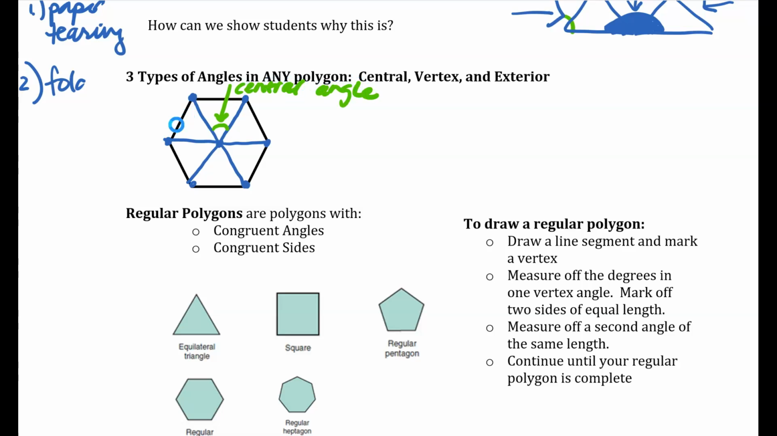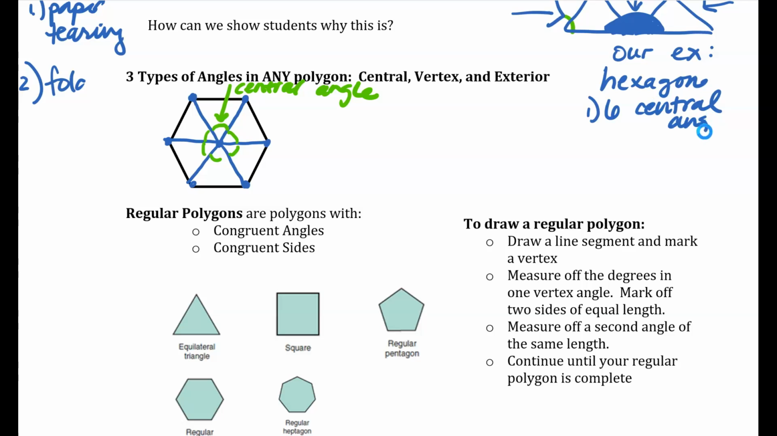And in this figure, this is a six-sided polygon, so this is a hexagon. There are six central angles, so 1, 2, 3, 4, 5, 6. So there are six central angles in a polygon, or not a polygon, a hexagon. So in this case, we have a hexagon. So for our example, we have six central angles.